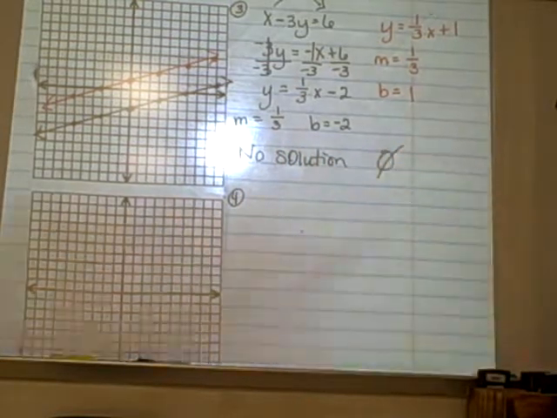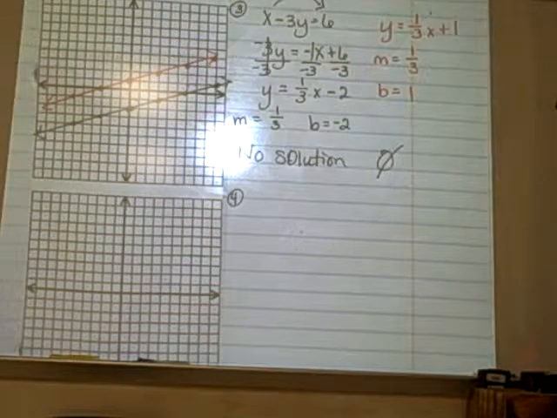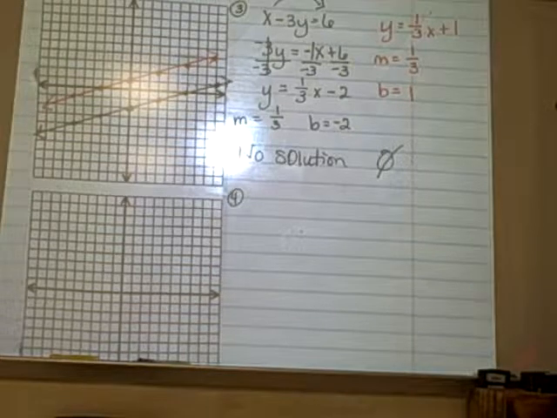No solution. Or you could do that little sign like that. Don't write parallel lines, because that just tells me what kind of lines they are. That does not tell me the answer to the solution. You have to put no solution, okay?